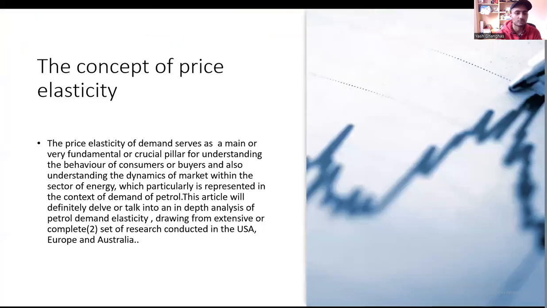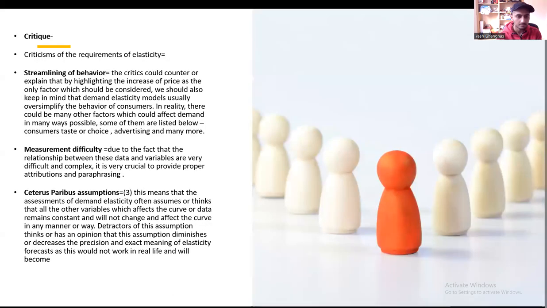So let's start with the concept of price elasticity. First of all, let's discuss what price elasticity is. The price elasticity of demand serves as a fundamental and crucial pillar for understanding the behavior of consumers and the dynamics of markets within the energy sector. It is very important to be known for businesses, and even for an individual, to understand various rhythms in the economy. So this is a very important topic. Here we are going to do an in-depth analysis of three regions, which I already said: USA, Europe, and Australia.